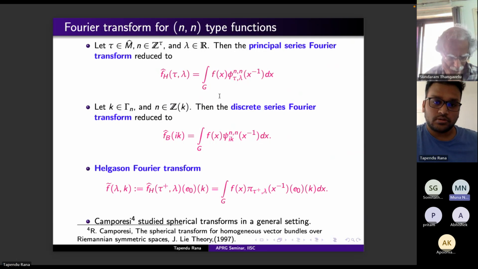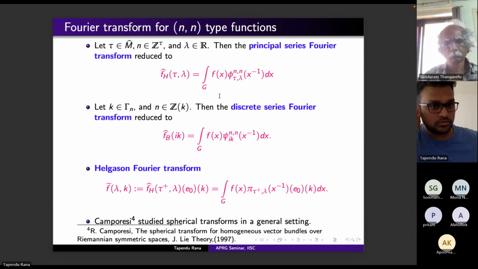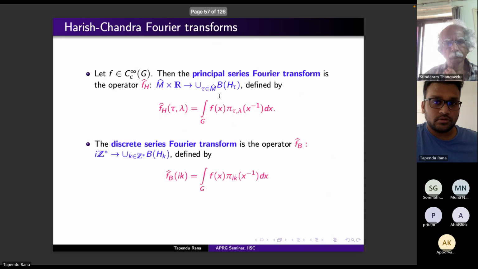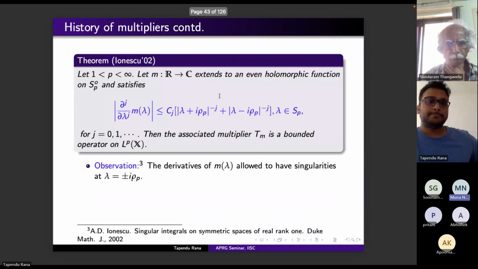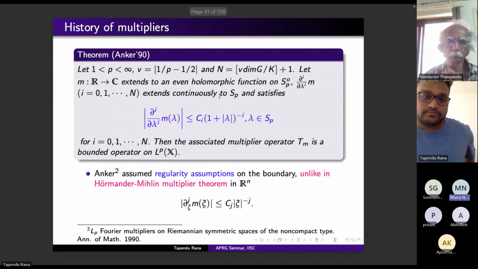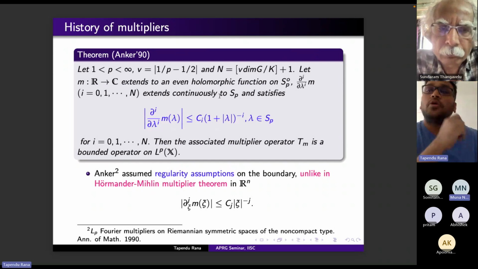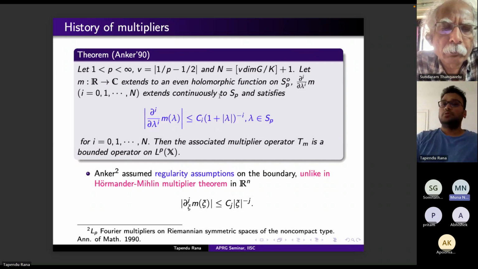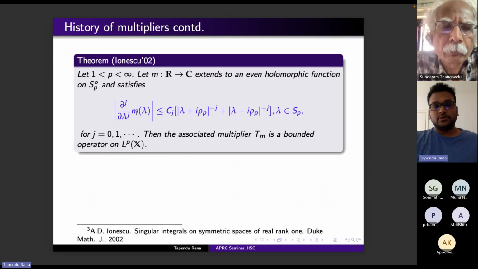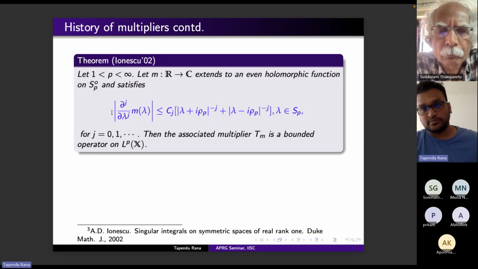So you are assuming that all the derivatives of m(λ) are bounded inside the interior. But I'm curious whether this multiplier can be extended continuously to the whole strip. The Ionescu result still gives some kind of contradiction. Ionescu doesn't say anything about the function itself; it says the derivative is allowed to have singularity at plus or minus iρ.